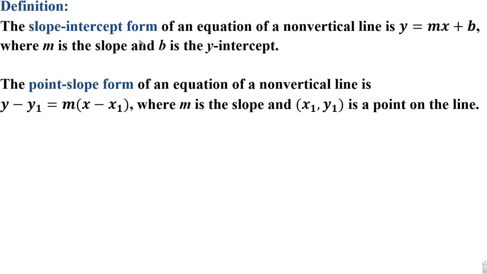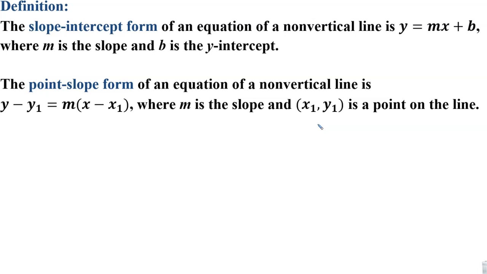The slope-intercept form of an equation of a non-vertical line is this guy, good old y equals mx plus b, where m is the slope and b is the y-intercept. So in other words, y equals slope times x plus the y-intercept. We're also going to use the point-slope form of an equation, and that is this: y minus y1 is equal to m times x minus x1, where again, m is the slope, and x1, y1 is a point on the line. Any point on the line, we can plug into that equation.